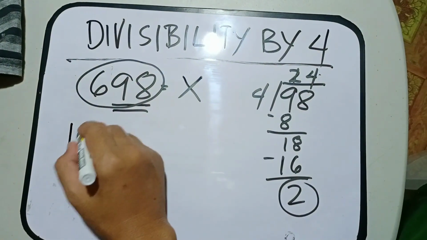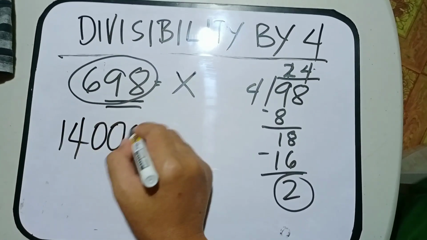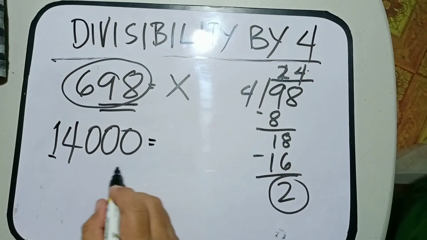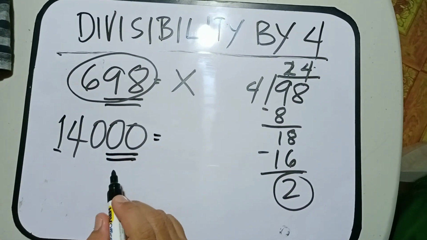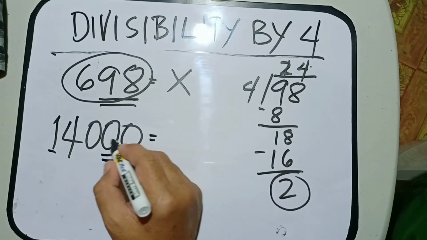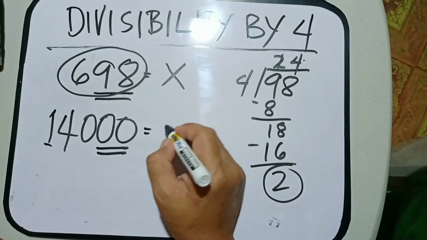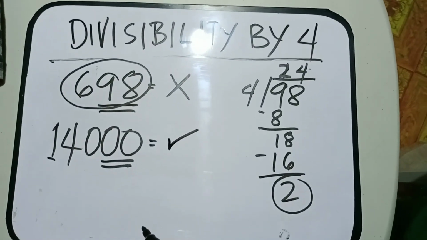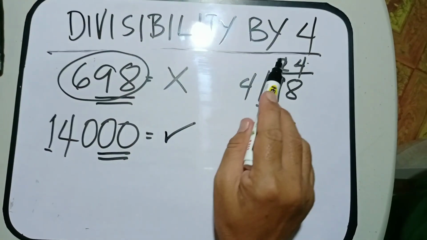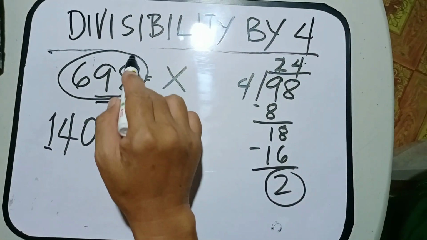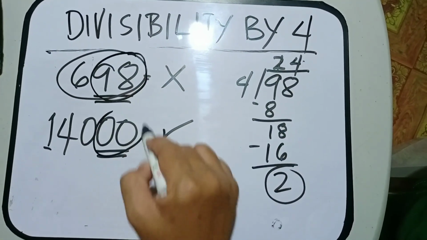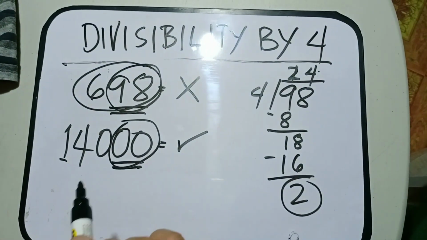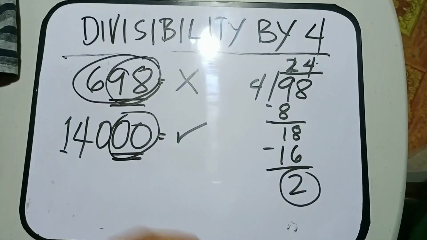Another example, we have 14,000. No? 14,000. So, last two digit again, nagtatapos sa dalawang zero. So, kapag dalawang zero, ang ending, automatic, divisible siya by 4. So, again, don't forget, divisibility by 4, ang titingnan lang natin ay yung last two digits. Kapag divisible by 4, check yon. Kapag dalawang 0, check yon.